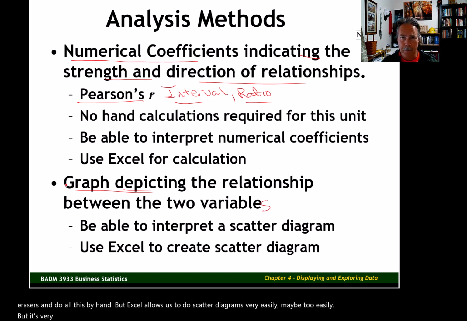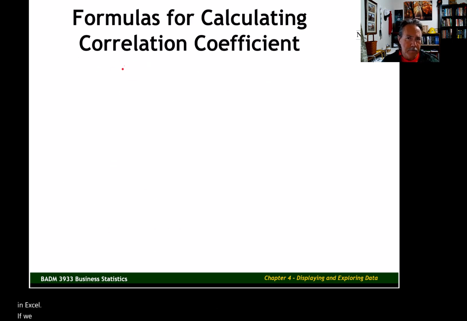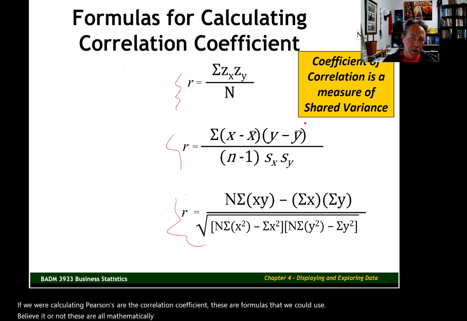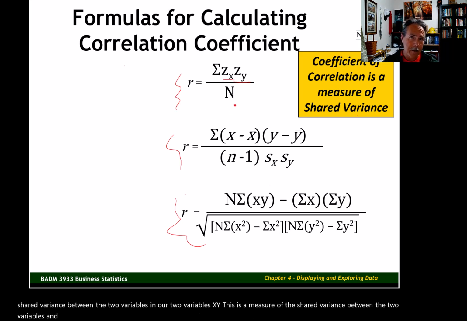And I've got a couple of video tutorials that walk you through the entire process of creating a scatter diagram in Excel. Now, if we were calculating Pearson's R, the correlation coefficient, these are formulas that we could use. Now, believe it or not, these are all mathematically equivalent. And what they're really getting at mathematically is a measure of the shared variance between the two variables. Again, our two variables, x and y, this is a measure of the shared variance between the two variables. Again, these are all mathematically equivalent.